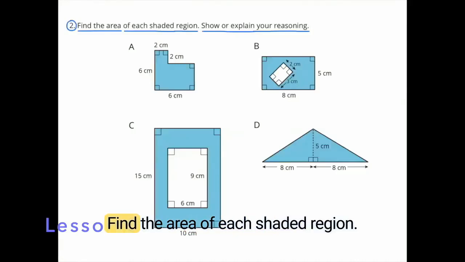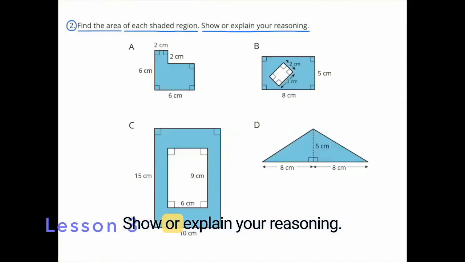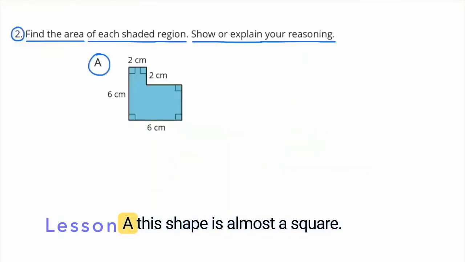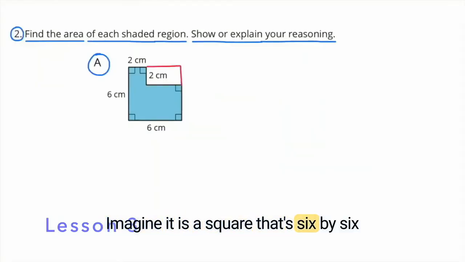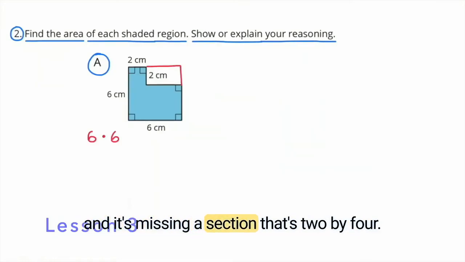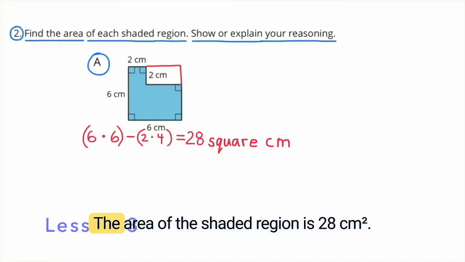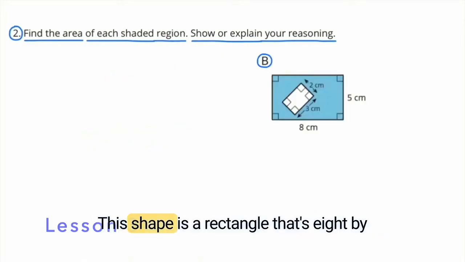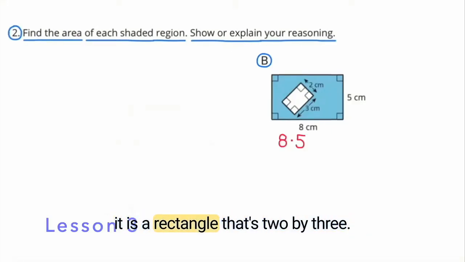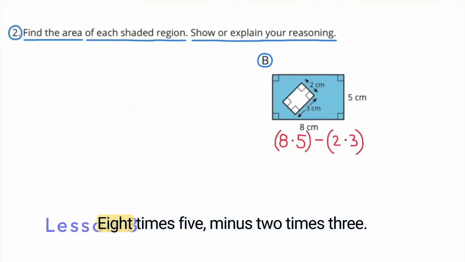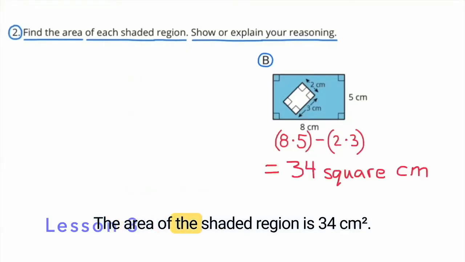Number 2. Find the area of each shaded region. Show or explain your reasoning. A. This shape is almost a square. Imagine it is a square that's 6 by 6 and it's missing a section that's 2 by 4. The area of the shaded region is 28 square centimeters. B. This shape is a rectangle that's 8 by 5 and cut out of the middle of it is a rectangle that's 2 by 3. 8 times 5 minus 2 times 3. The area of the shaded region is 34 square centimeters.